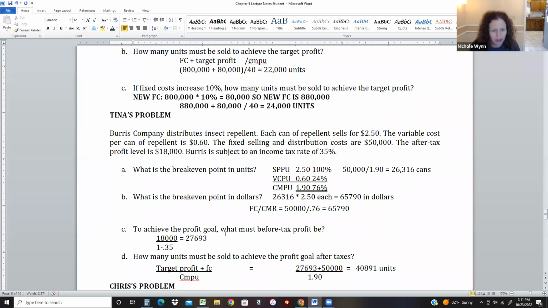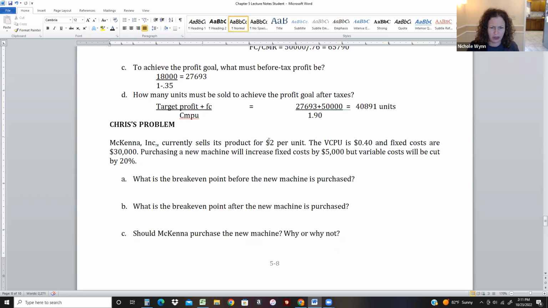So, okay. And so the next one is Chris's problem. On Chris's problem, he currently sells his products for $2 and the variable cost is 40 cents and fixed cost of 30,000. He's purchasing a new machine, which will increase fixed cost by 5,000, but variable cost will be cut by 20%. So what I want to know is what is the break-even point now?